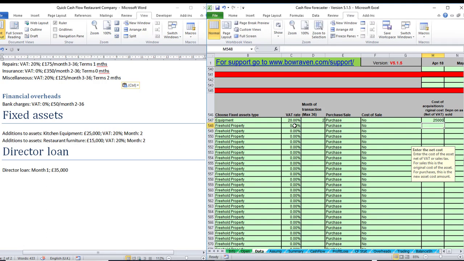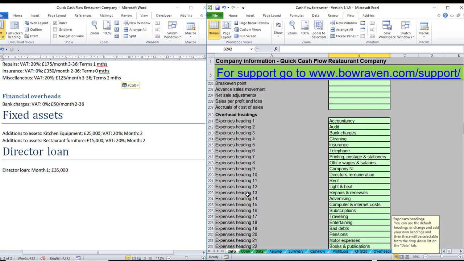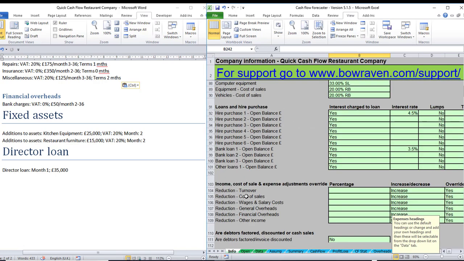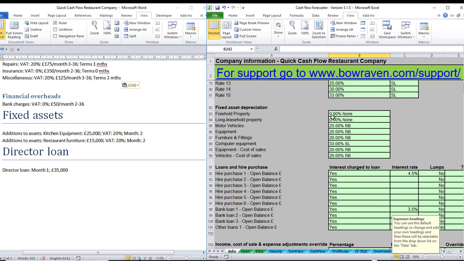And then the next one is furniture. So I'll put that in furniture and fittings, 20% again, and that also is in month 2, and the cost of that is £15,000. Now, just so you know, within the settings, it already defaults to various depreciation rates.